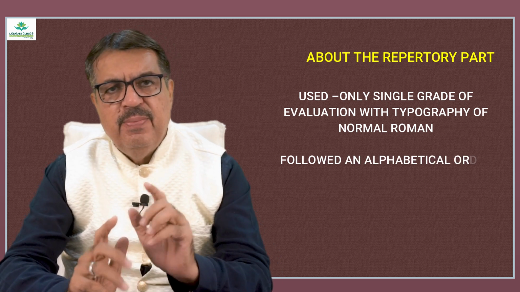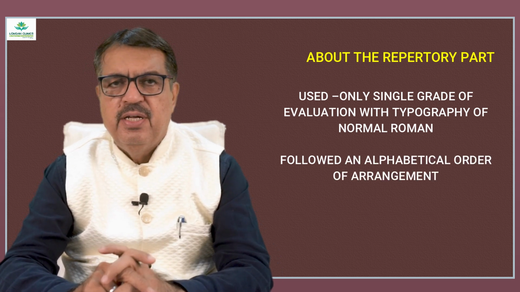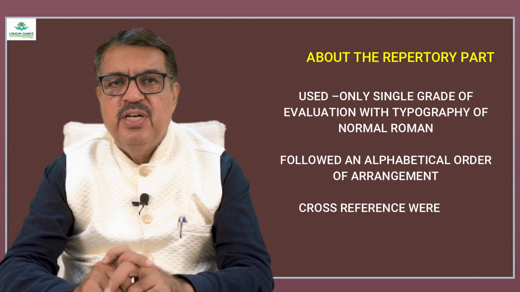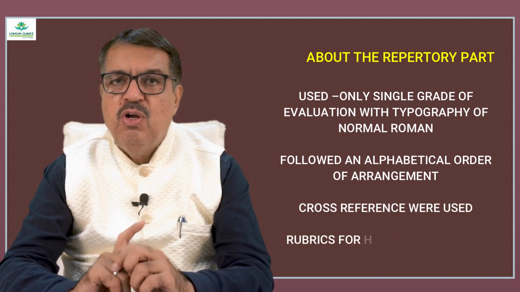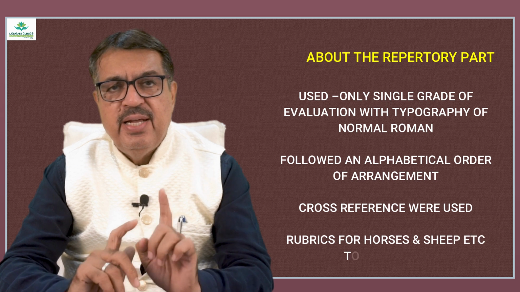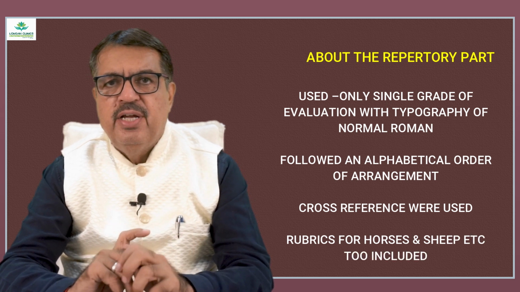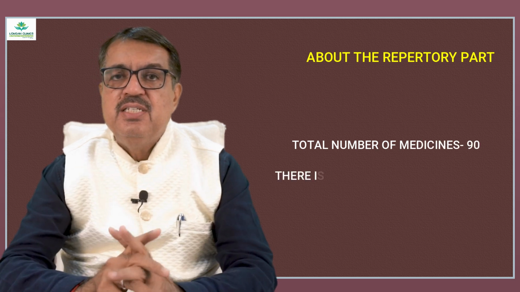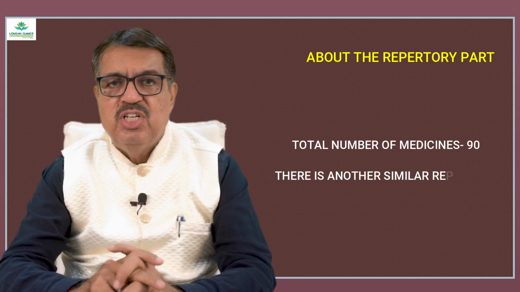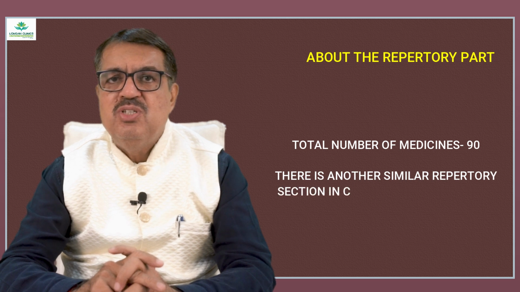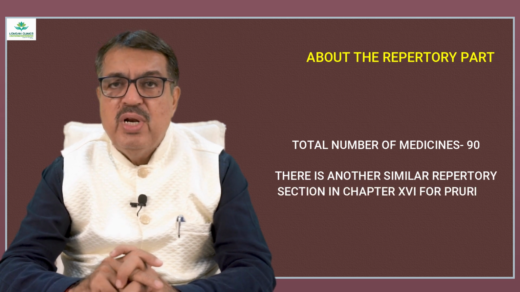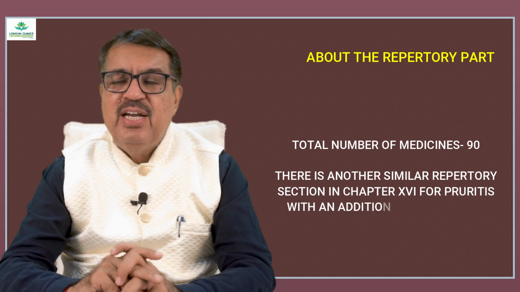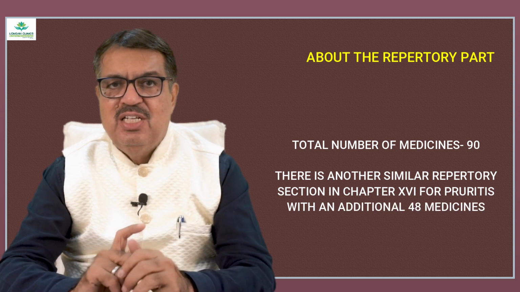Followed an alphabetical order of arrangement. Cross-references were used. Rubrics for horses and sheep etc. too included. Total number of medicines are 90. There is another similar repertory section in chapter 16 for pruritus with an additional 48 medicines.